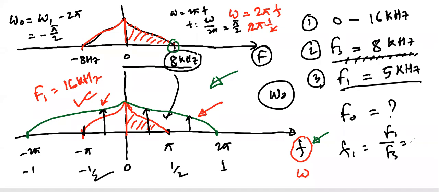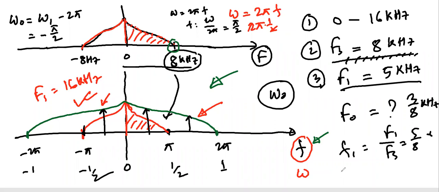So, sir, you can do it. F0 is 3 by 8. Is that 3 by 8 kilohertz? Yes, sir. Okay, kilohertz. Let's see how we could find that. So f1 is equal to F1 divided by Fs, that is 5 divided by 8. So that is the ratio. Okay, so we need that.